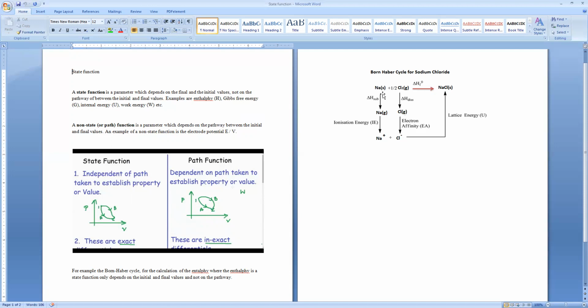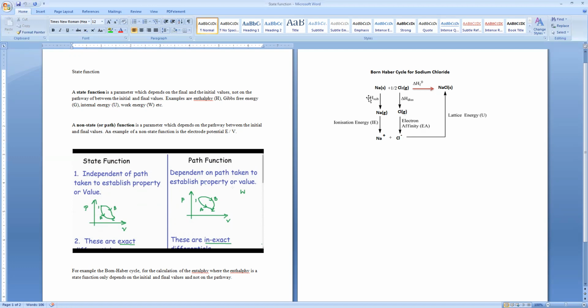represent it as the enthalpy of sublimation, the ionization energy for the sodium metal, the enthalpy of dissociation of the chlorine molecule into chlorine atoms, and then the electron affinity of the chlorine gas into chloride ion. You add these together, you get the lattice energy, and finally you get the formation of sodium chloride.